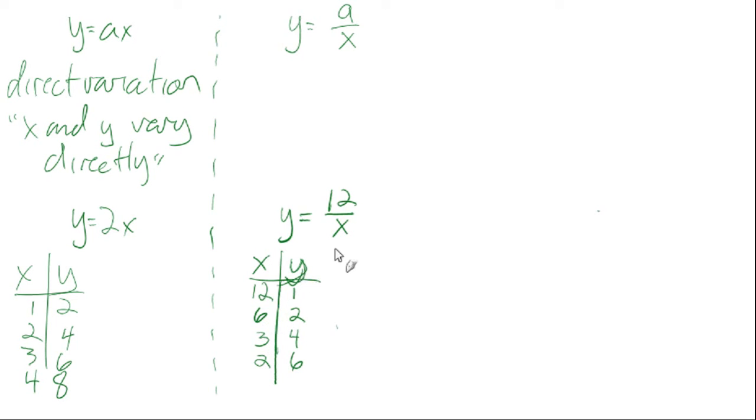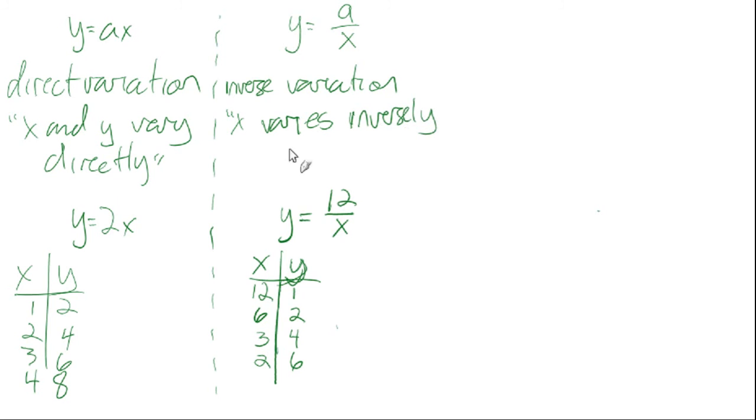So y doesn't go directly along with x. x goes down and y goes up, and we could go the other way: x could go up and y would be going down. That's why we call this inverse variation. It varies inversely with x. y varies inversely with x, or we could say x and y vary inversely, or what have you.